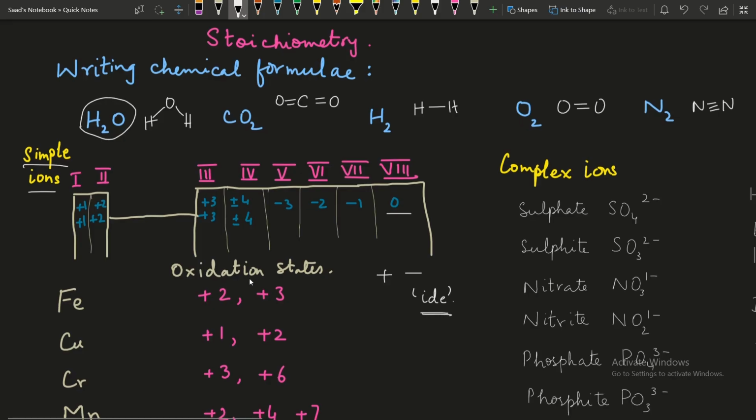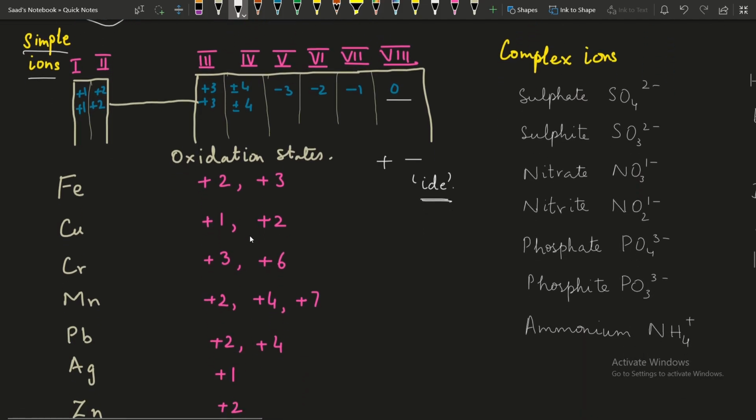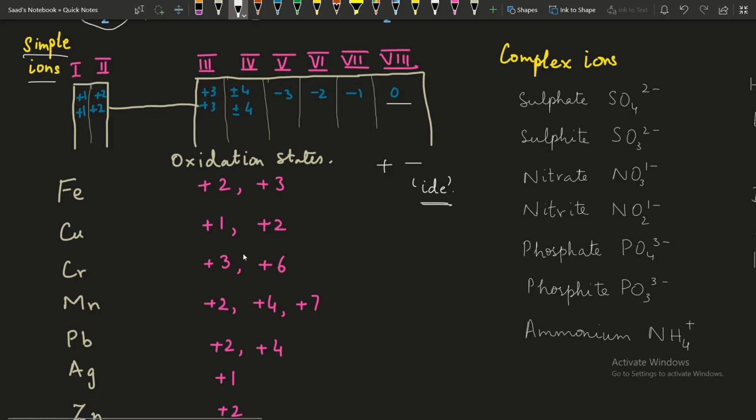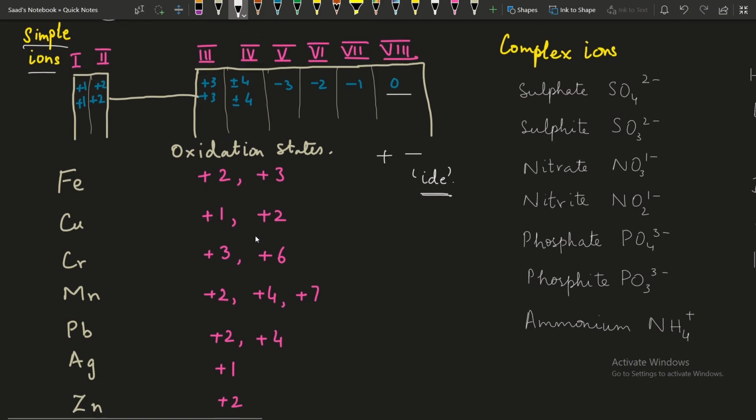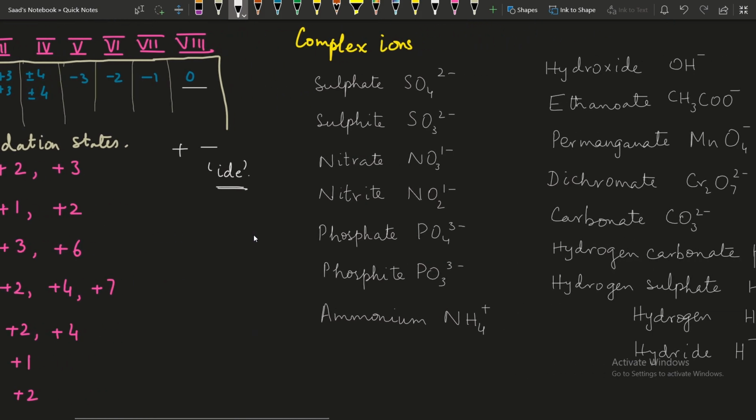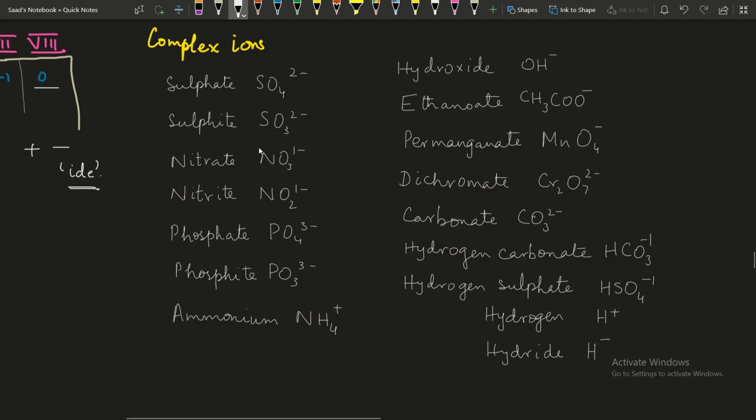Besides these elements, we have some transition elements having variable oxidation numbers like iron, copper, chromium, manganese, lead, silver and zinc. They have more than one oxidation number. Along with that, we also have some complex ions. These complex ions are polyatomic ions having more than one atom combined together, and you can see the oxidation numbers which are present on these complex ions.